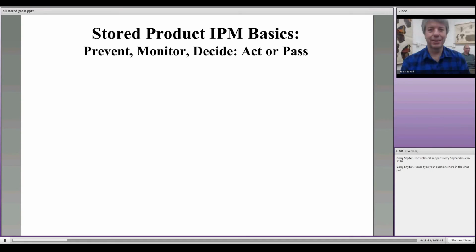And ideally, it's that last part. Pass on the action, we're hoping, and you keep watching the grain. And if there's no problems, you're good to go. All right, so prevention. One of the first things is to be storing grain in clean bins.